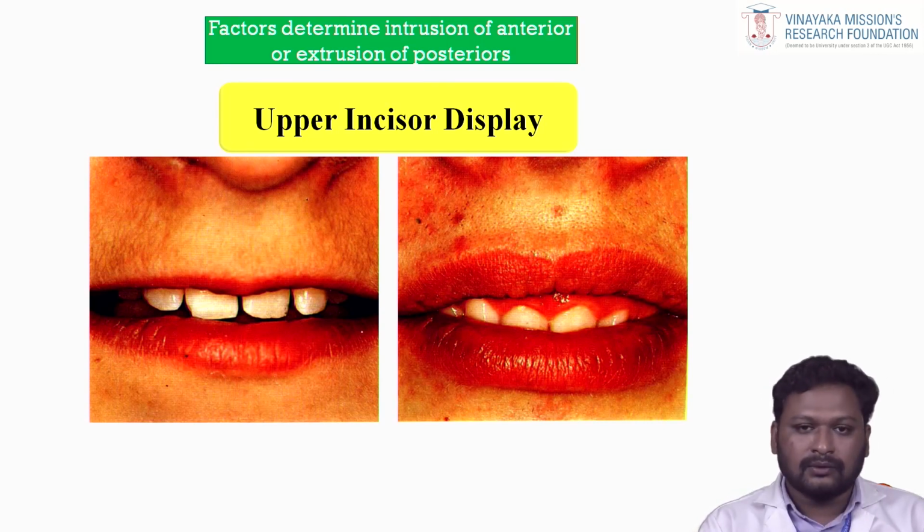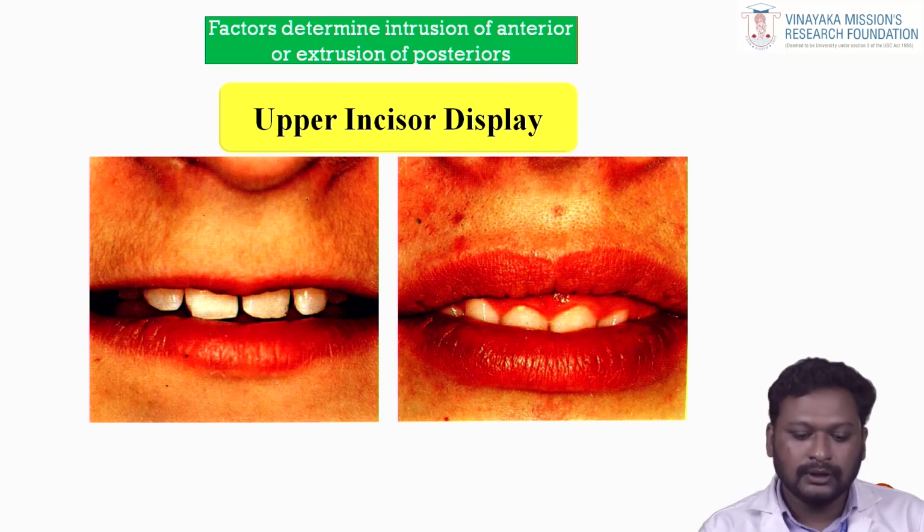First thing, the factor we have to look at is the upper incisor display. If we look at the upper incisor display at rest, up to 3 mm is acceptable. 2 to 3 mm is acceptable. If it is more than 2 to 3 mm, for example, if you look at this picture, we can see there is a visible display of gums, gingiva.